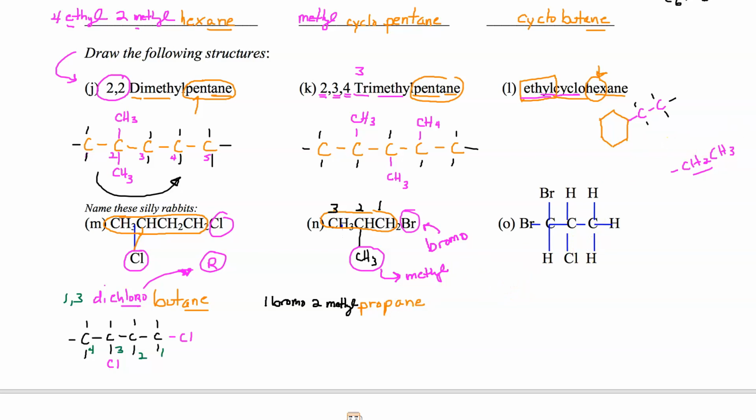Longest continuous chain. Let's go to letter O. And this is easy. It's showing us a single bond, so that's a propane. And what are our attaching groups? We have 2 bromos and a chlorine, a chloro.